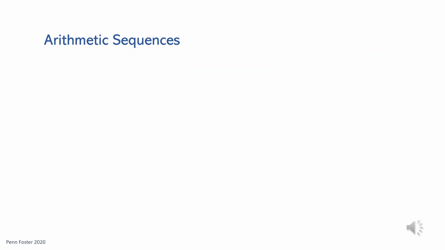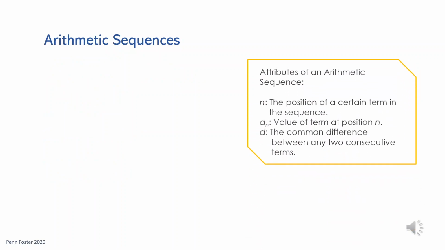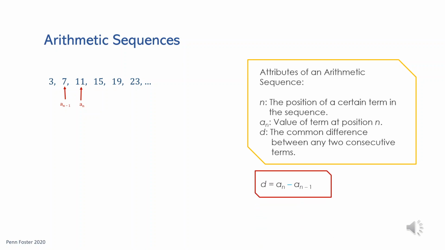An arithmetic sequence is a unique and common type of sequence where the terms increment or decrement by a fixed number. A current term of a sequence is usually referred to as a sub n and the term right before it as a sub n minus 1. The fixed increment or decrement is called the common difference and denoted by the variable d. To calculate d of any arithmetic sequence, subtract any term, a sub n, minus the term right before it, a sub n minus 1.